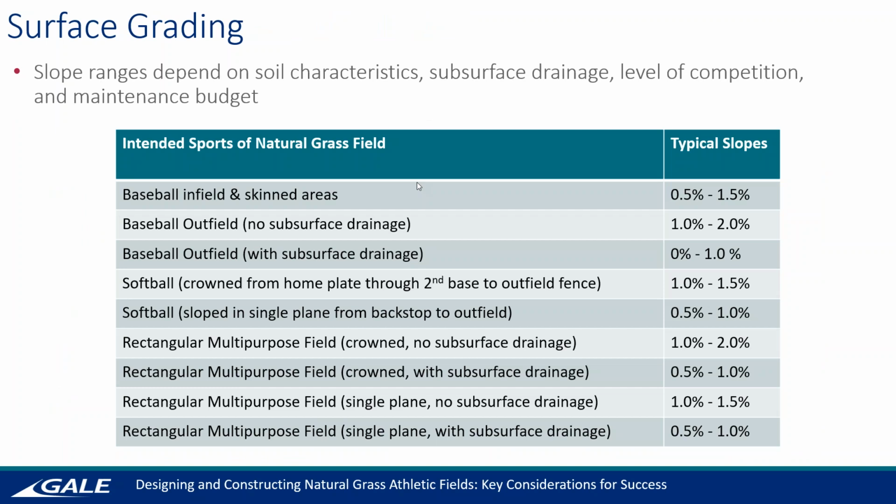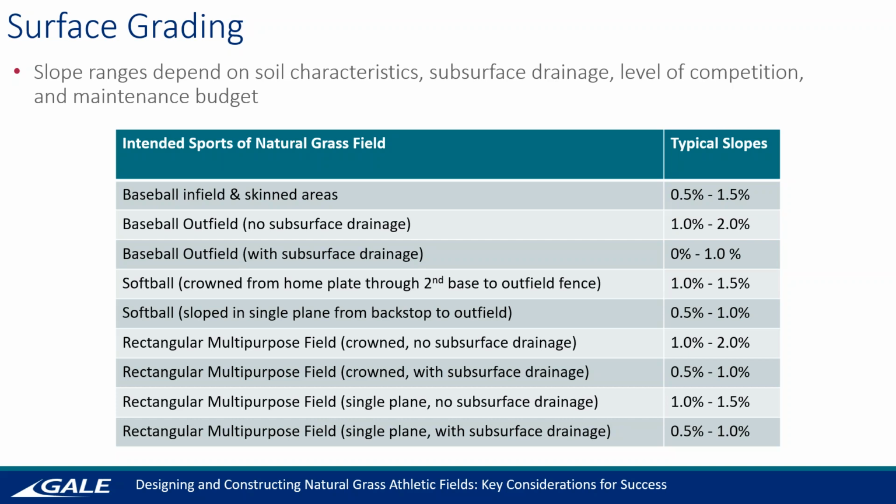So this slide here is just a summary of what we have. Depending on what the characteristics are going to be and what you're designing to, these are what the slopes are. Again, your infield areas, your skinned areas, you try to go as flat as possible when you can get away with it. Depending on whether you're putting in subsurface drainage or no subsurface drainage, that will dictate the slope that you do in the grass areas in the outfields.